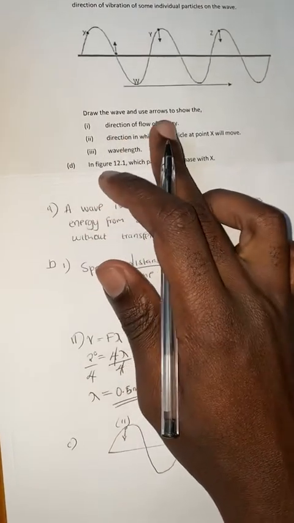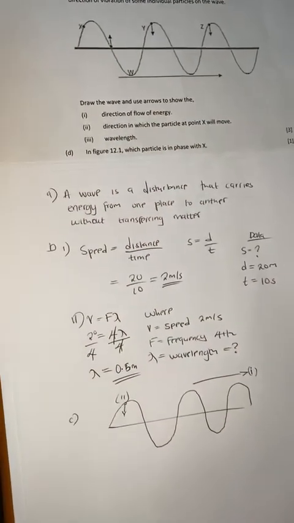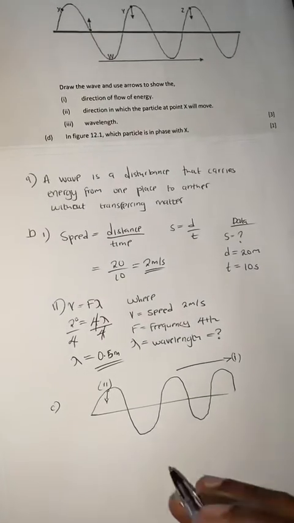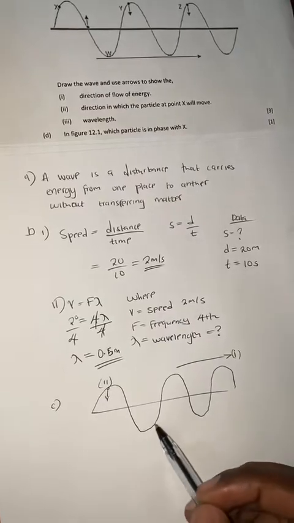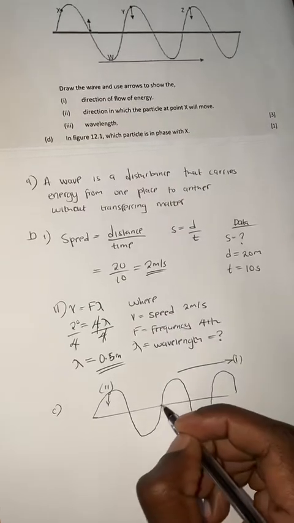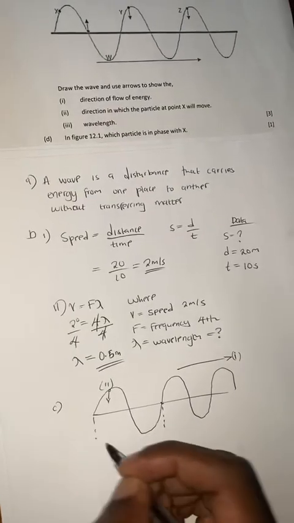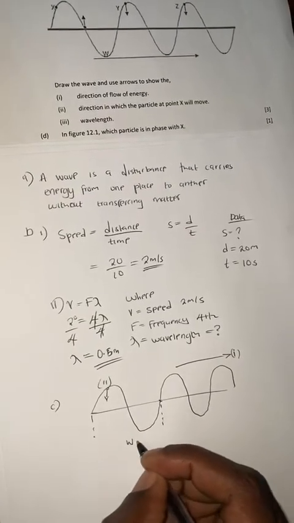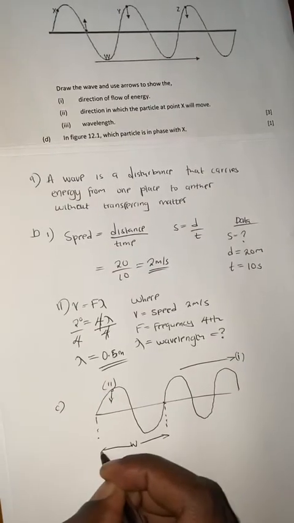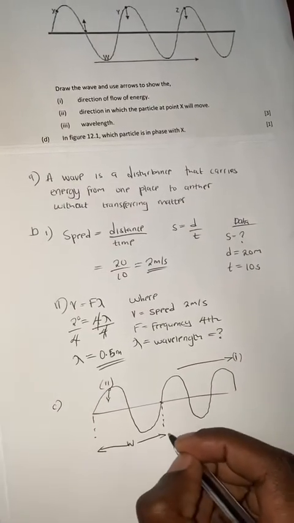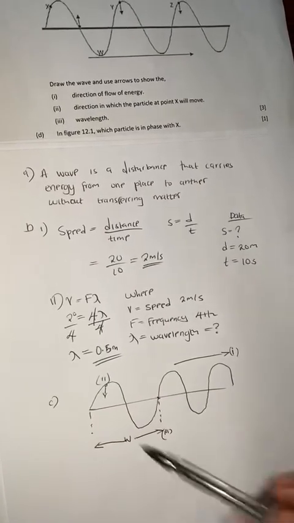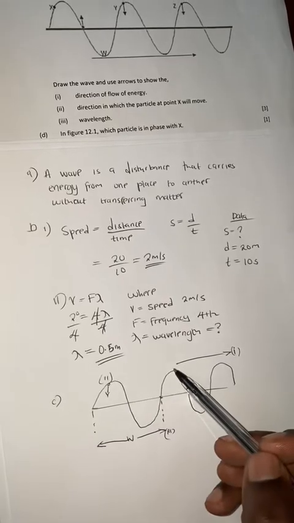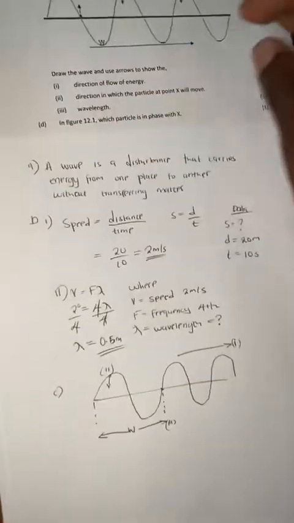Then the last one, draw the wave and use arrows to show the wavelength. So wavelength, by definition, is the shortest distance after which a wave repeats itself. So the distance from here to this point where the wave repeats itself is known as wavelength. So just say W, which is wavelength. This is for question 3C. Or two successive crests. So wavelength can also be the distance from this part to this top part.